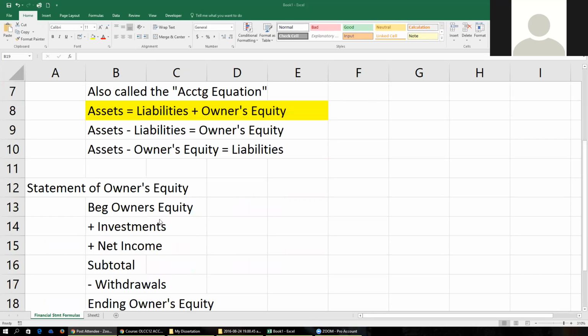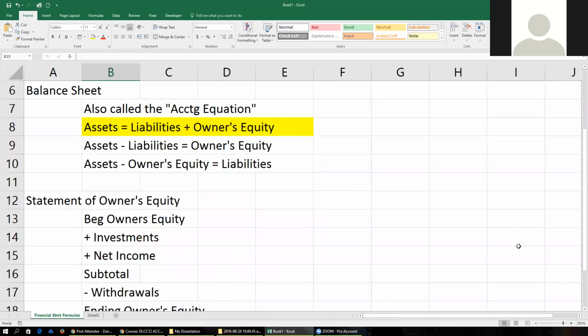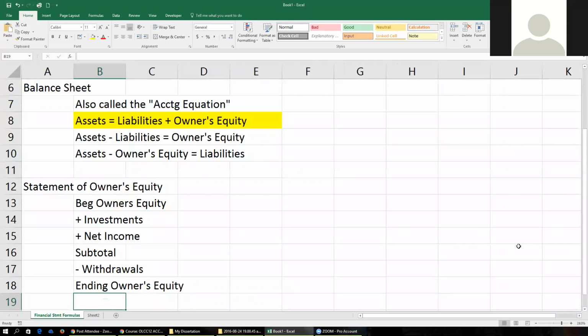The balance sheet, you've seen that formula a lot. Let me shrink this down a little bit so we get more on the screen. And of course the phone rings. Hold on just a second. Okay.